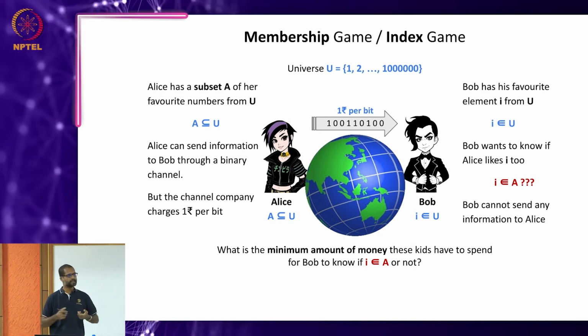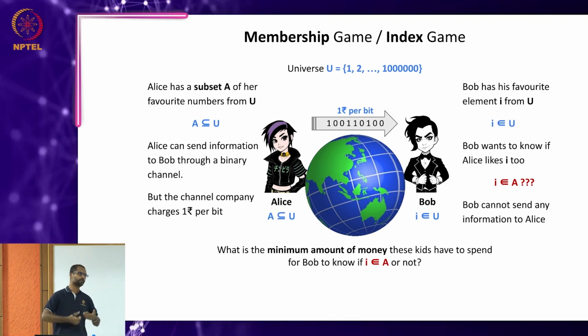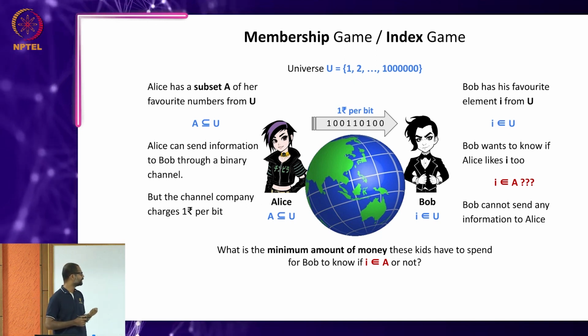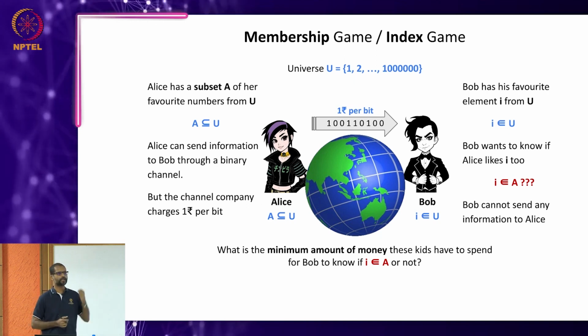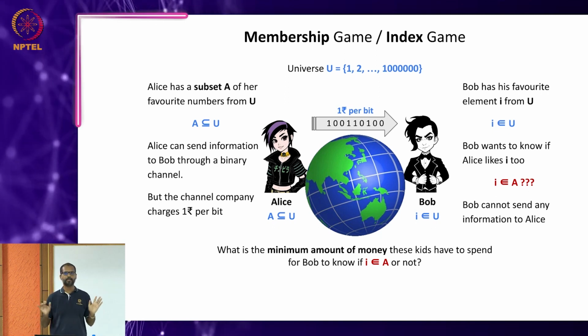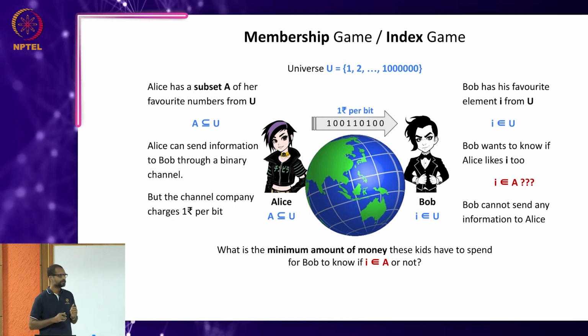Bob already knows I is an element of U. Bob already knows A is a subset of U. Bob knows U. The only thing left for Bob to know is whether I is also in Alice's set. Clear? Feel free to stop me at any time and ask if it's not clear. Now, this looks easy, right?